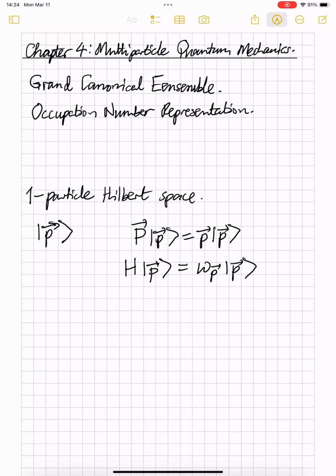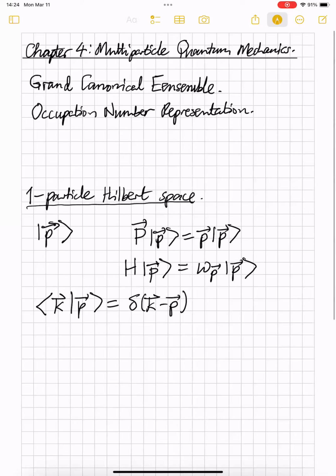There is no potential. Another thing that I would like to know is how do I normalize my states. If I take the inner product of |k⟩ with |p⟩, this will be normalized to the Dirac delta distribution. Good. And this is not a Lorentz invariant normalization, but that's fine. I'm not worrying about Lorentz invariance right now. What I'm worrying about is multi-particle effects.